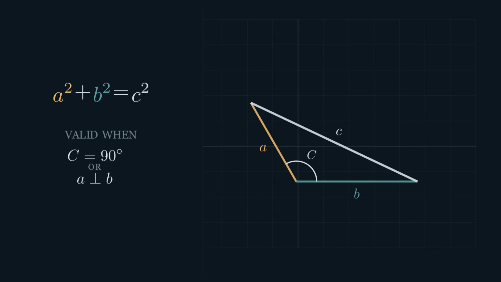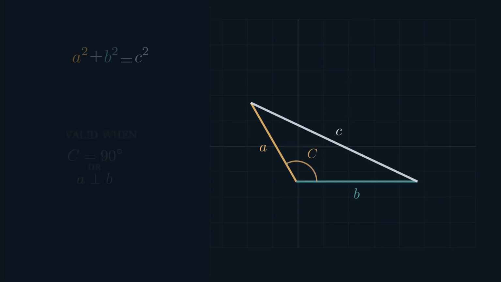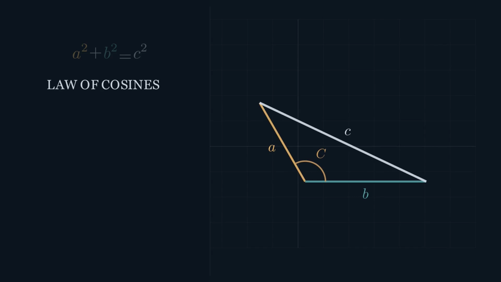For a general triangle, the missing information appears in the law of cosines. C squared equals A squared plus B squared minus 2 times A times B times the cosine of the included angle. That final term corrects for directions that are not perpendicular.